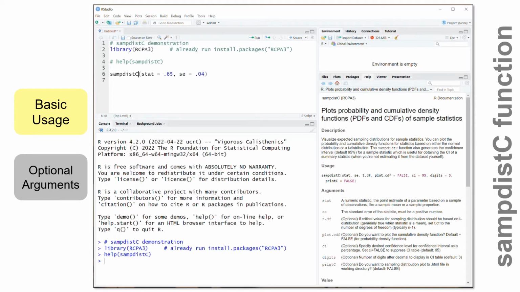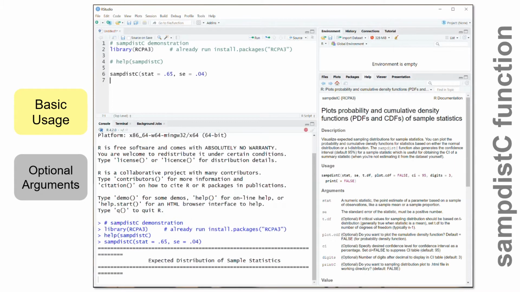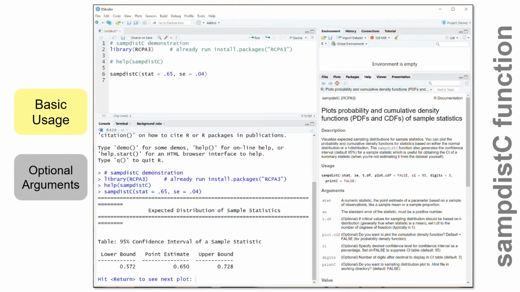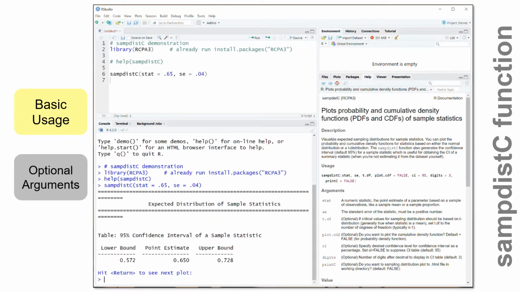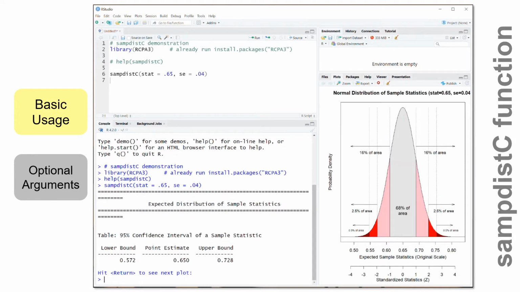What would that look like if we were to repeatedly conduct samples, so to collect many samples or many sample statistics? I put this into the sampdistC function and it returns this result. This is showing us what the sampling distribution, the distribution of the sample statistics, would look like. It centers on 0.65, that's the expected value, and the standard error is 0.04.